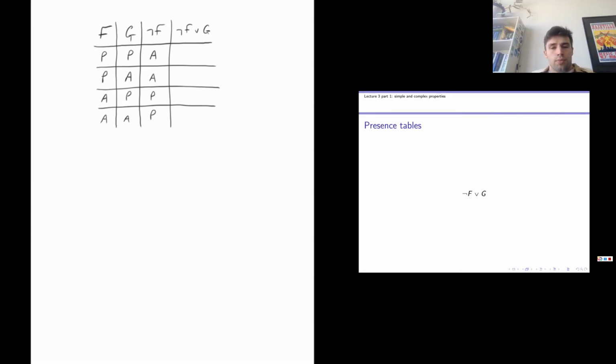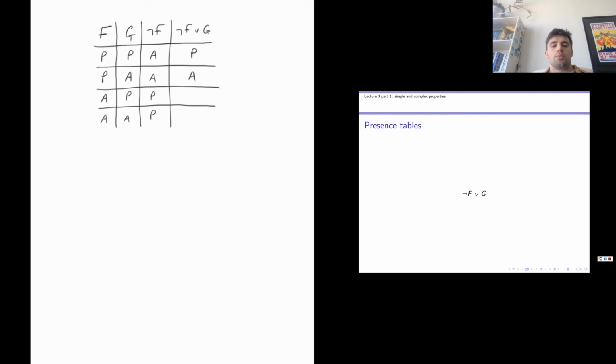Okay, so in row 1 we've got not f absent and g present. Now by the disjunction rule we know a disjunction of properties is present just in case at least one of the properties is present. In this case g is present, so at least one is present. So by the rule, the disjunction of properties not f v g is present. In row 2, we've got not f absent and g absent. So in this case, neither disjunct is present. So by the rule, not f v g is absent.